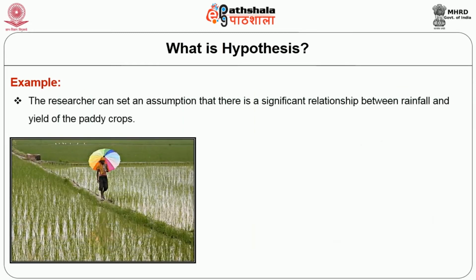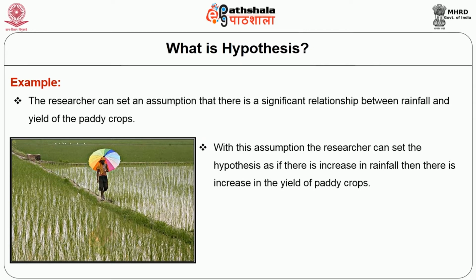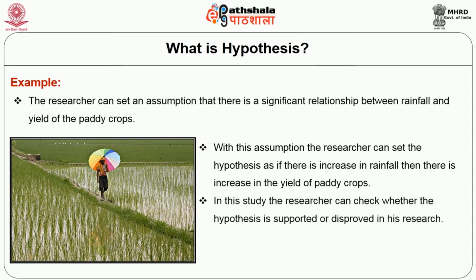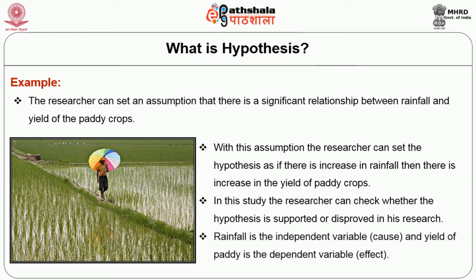For example, the researcher can set an assumption that there is a significant relationship between rainfall and yield of paddy crops. With this assumption, the researcher can set the hypothesis as: if there is an increase in rainfall, then there is an increase in the yield of paddy crops. In this study, the researcher can check whether the hypothesis is supported or disproved. Here, rainfall is the independent variable, which is known as the cause, and yield of paddy is the dependent variable, which is known as the effect.